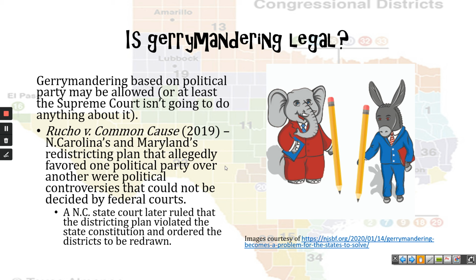Now, the postscript to that is a North Carolina state court later did rule that the districts in North Carolina had violated the North Carolina state constitution, and so they needed to be redrawn. So depending on what each state's constitution says, what each state's courts say, it's possible that gerrymandering based on purely political party lines may be found to violate the law, but it's possible it may not. It's still a little bit of a gray area.